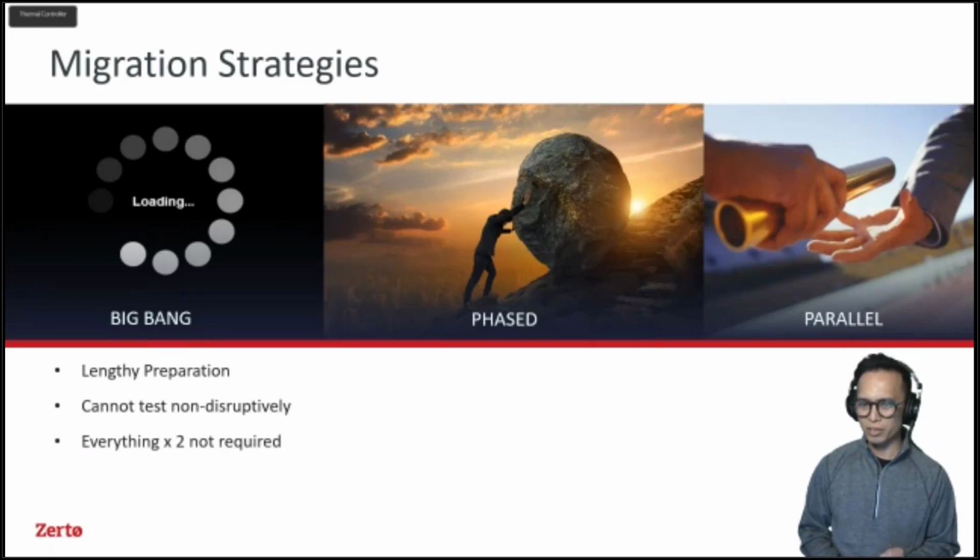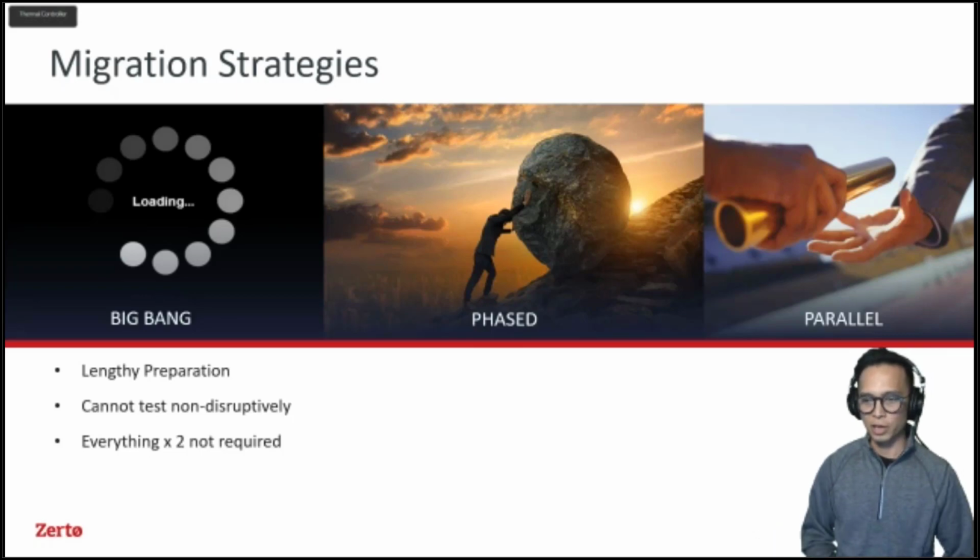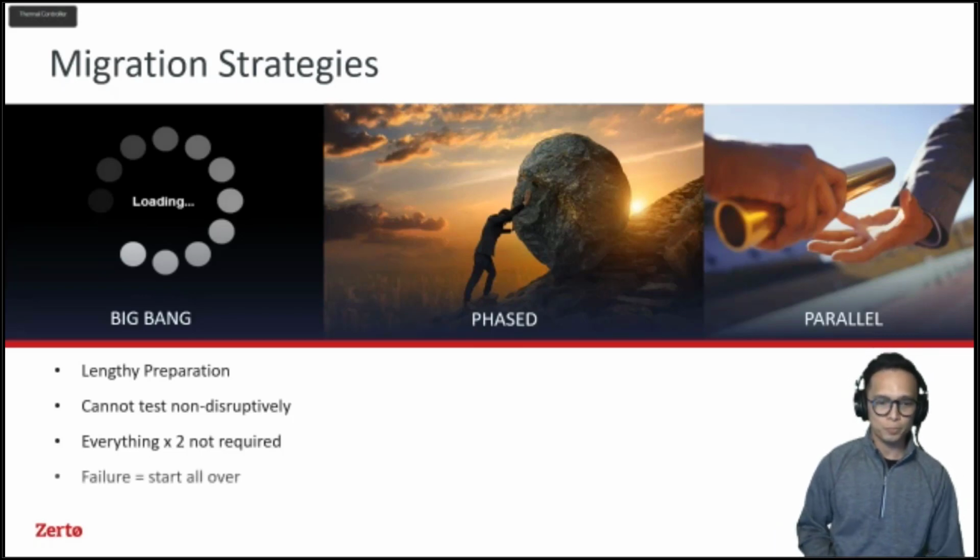You don't need two of everything per se to stage when you're taking this approach for migrations. There is a lot of downtime associated with it because you do have to shut down all those systems and then physically bring them up on the other side or move them.